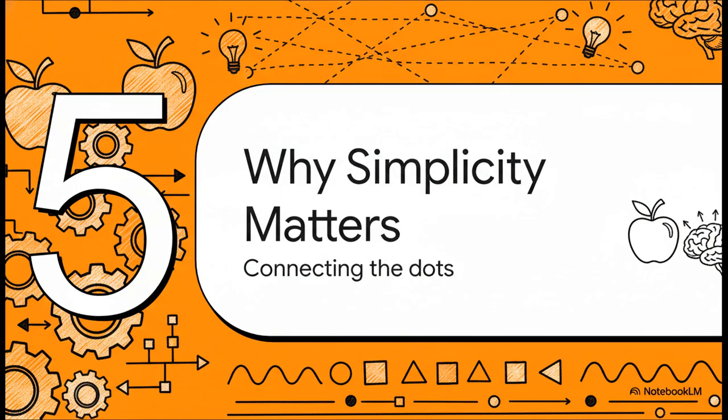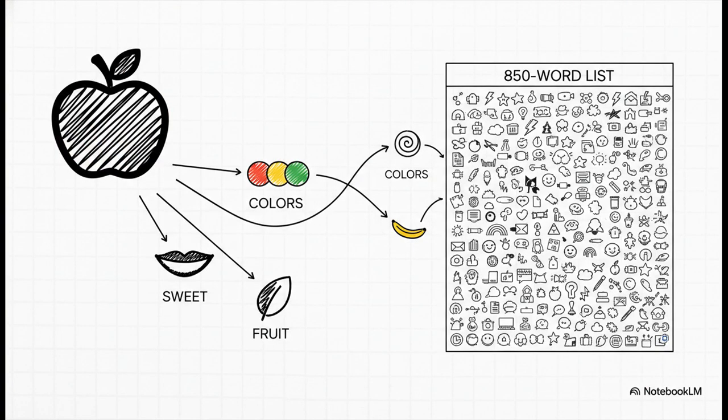And this is where it all clicks into place. All of a sudden, that simple definition of apple looks completely different. We can finally see the hidden logic. See, the reason the definition is a sweet, red, yellow, or green fruit is because every single one of those words, sweet, red, yellow, green, fruit, they're all part of that 850-word list. That simplicity, it's not a bug, it's a feature. It's a core part of a very deliberate system.